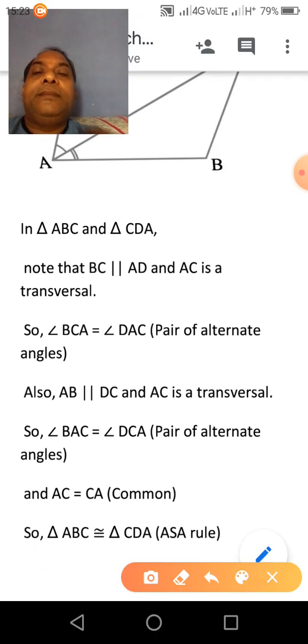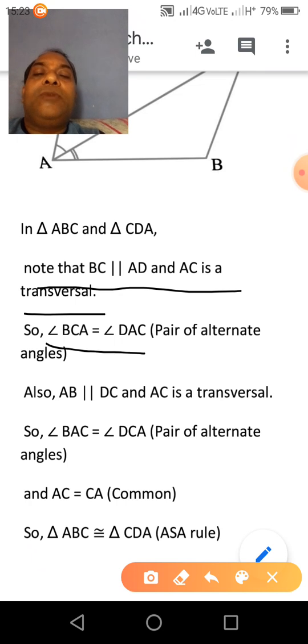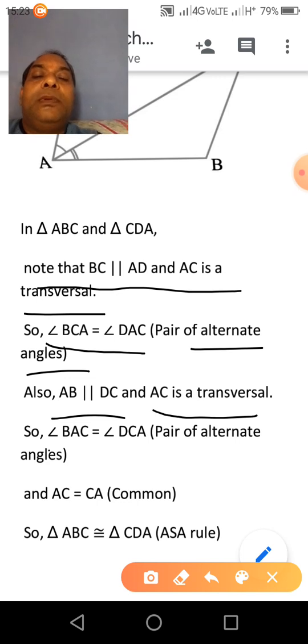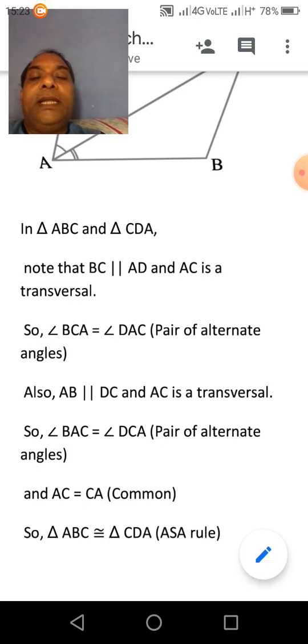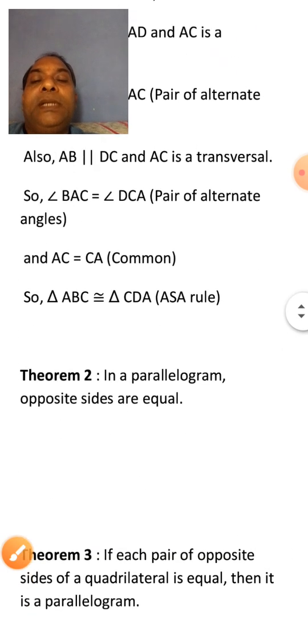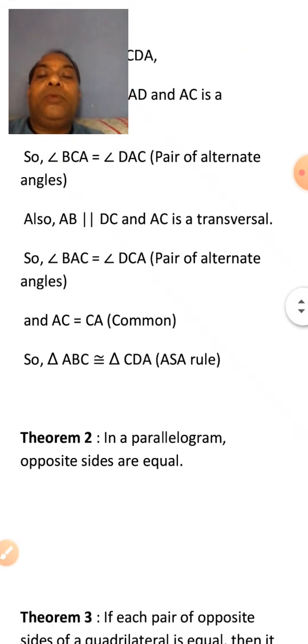See here, BC is parallel to AD and AD is a transversal. Angle BCA is equal to DAC, alternate interior angles. AB is parallel to DC and AC is a transversal, so BAC will be equal to DCA, alternate interior angles. AC is equal to AC, common in both. So by ASA congruency, both triangles will be congruent. Clear? Already proved. Now the next theorem related to the property.